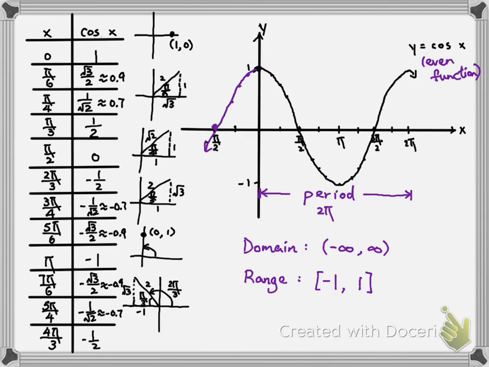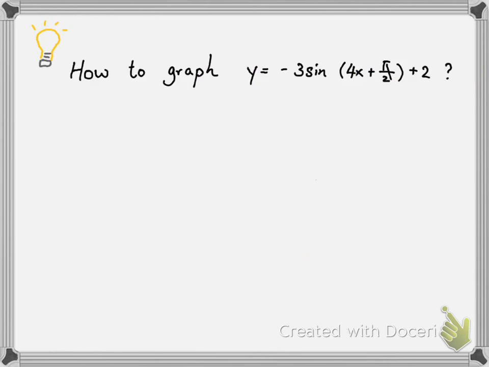Now, the question is, how do we use the information about cosine x to graph y equals -3 cosine of (4x plus pi over 2) plus 2? Do you know? Be sure you watch my following video so that you will know what to do.